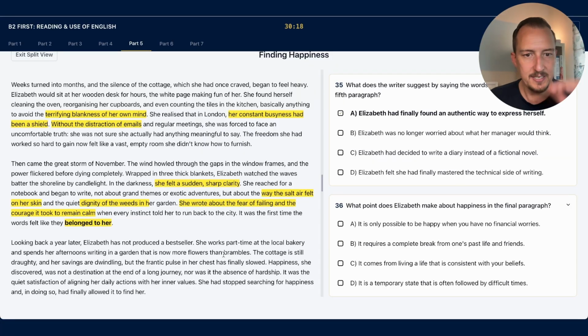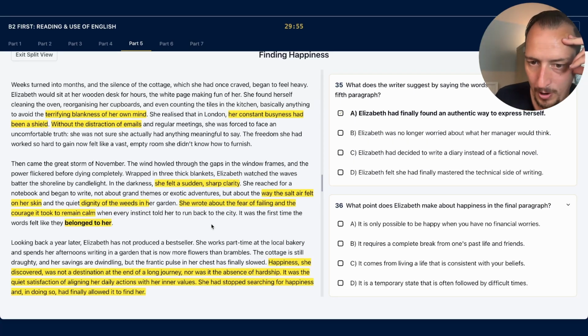Okay, 36. What point does Elizabeth make about happiness? Okay, so she talks about happiness. A: It's only possible to be happy when you have no financial worries. B: It requires a complete break from one's past life. C: It comes from living consistently with your beliefs. D: It's a temporary state, often followed by difficult times. Okay, so happiness. So she mentions happiness there.